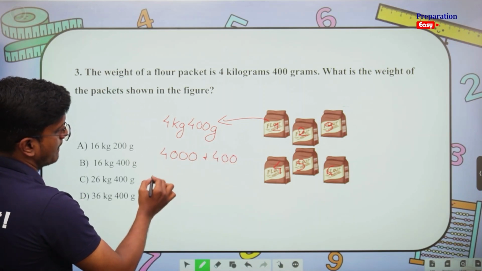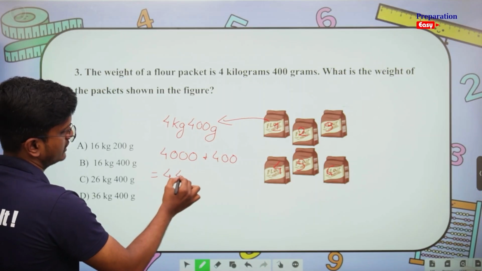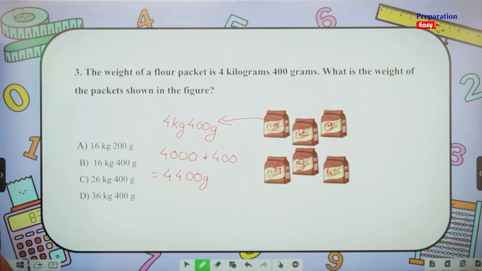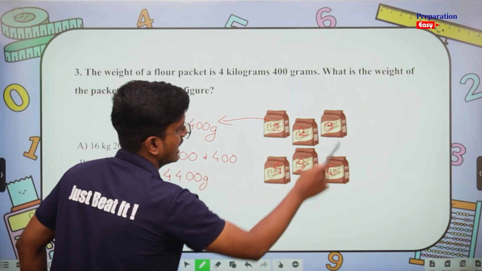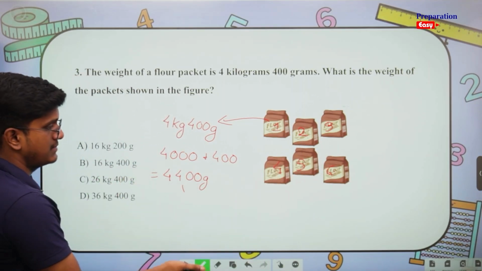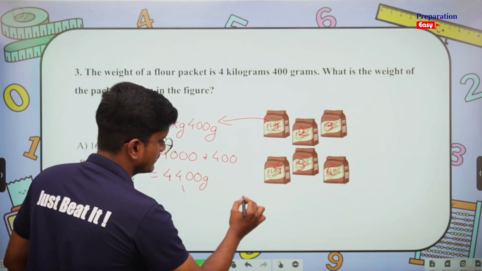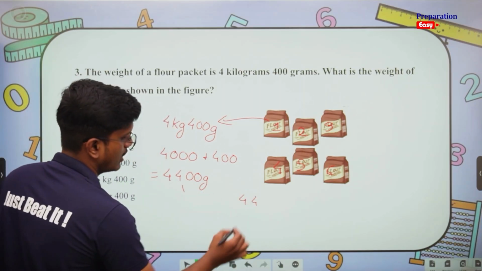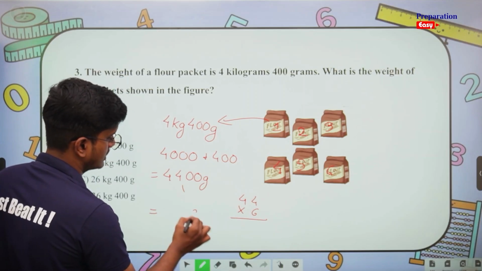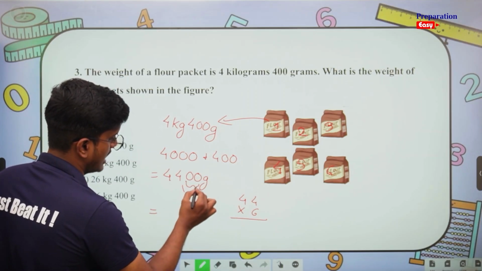What we will get? We will get it as 4400 grams. And how many packets we have? We have 6 packets. So adding this 6 times, we will do the multiplication, right? So keep this 0 as it is. In answer keep these 2 zeros as it is.